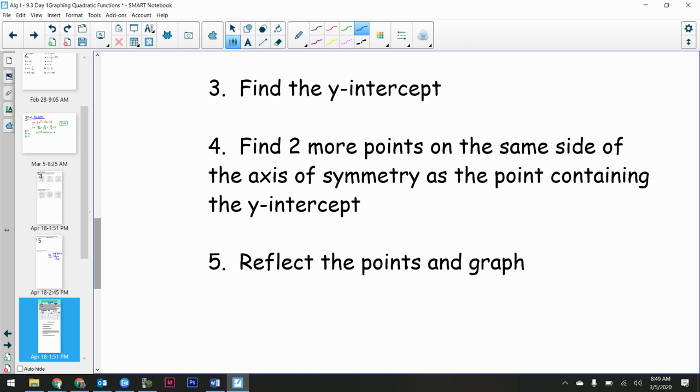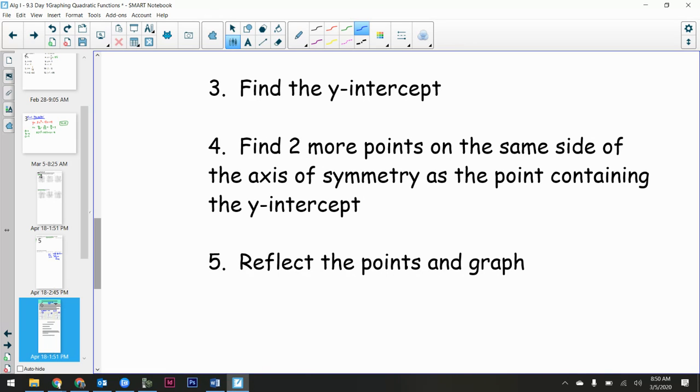Are we listening? Yes, hi. We have to strategically pick those points. We have to pick them on the same side of the parabola as the y-intercept. I know that seems kind of weird, like what are you talking about? It'll make more sense when we do one. And then we reflect points and graph.